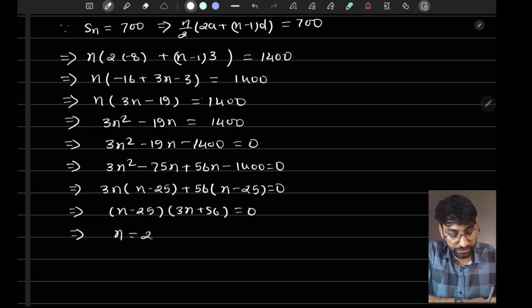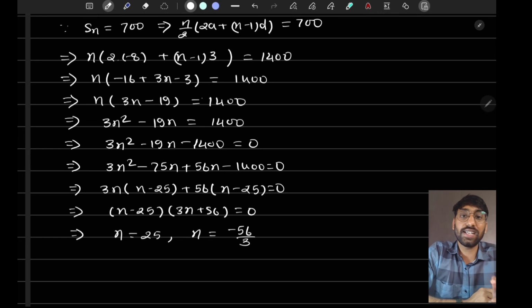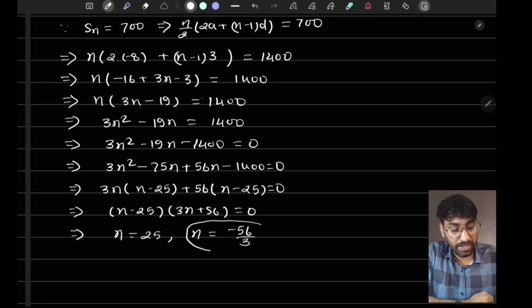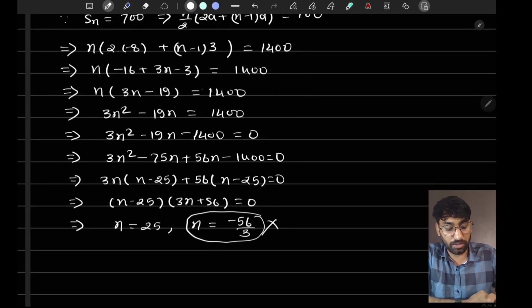One is n equal to 25 and another value is n equal to minus 56 by 3. Now if you closely observe, this n is an integer because we are talking about the number of terms. So n cannot be taken as minus 56 by 3. This option will not be correct. So n equal to 25 I need to take in this case.